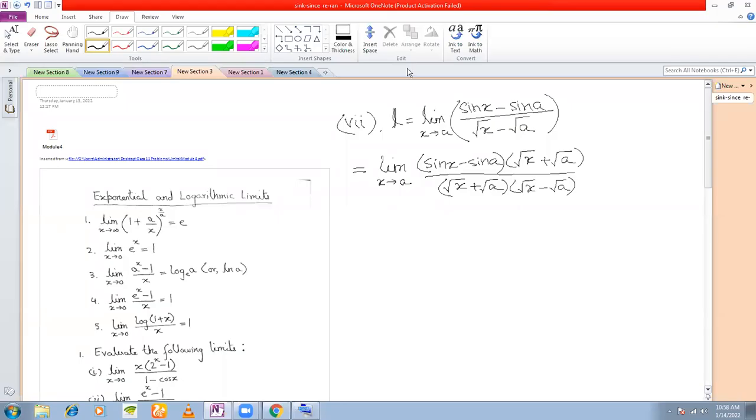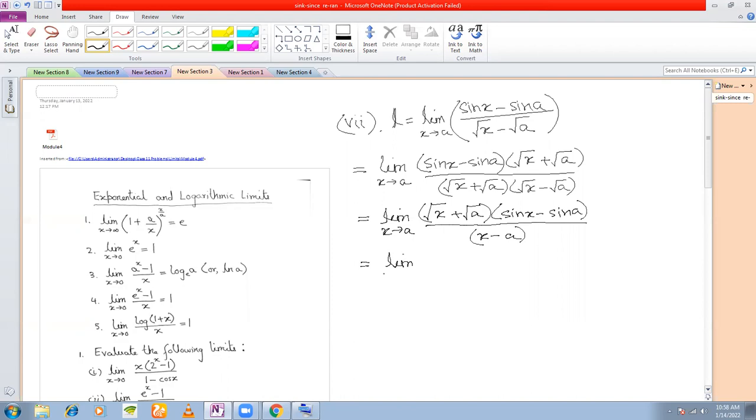After multiplying the numerator and denominator by the rationalizing factor, the denominator takes the form (a plus b) into (a minus b). So in the numerator you have (root x plus root a) times (sin x minus sin a), and the denominator is root x squared minus root a squared, which will simply give you x minus a. Now I split this limit into two parts.